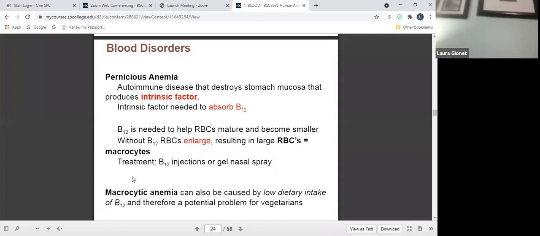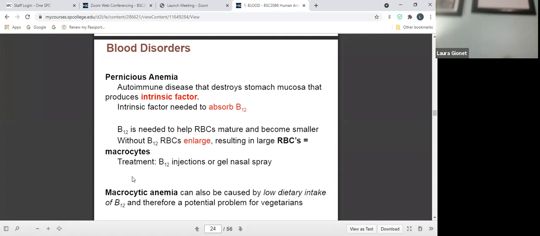If you are not getting enough in your diet, then you're going to have the same presentation of red blood cells, but that will be called a macrocytic anemia. And that's the difference between pernicious anemia and macrocytic anemia. The red blood cells look the same, really, but they're just due to different things.